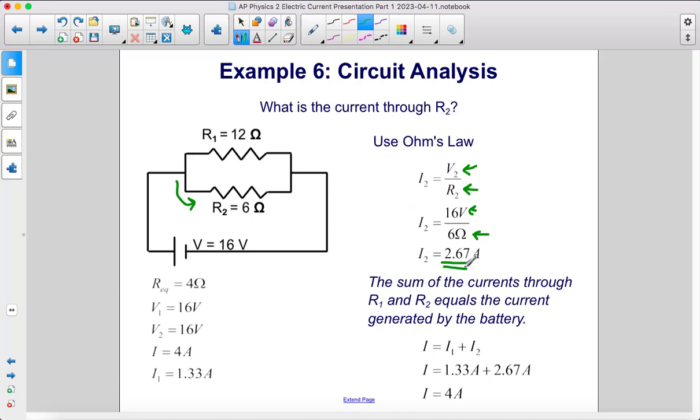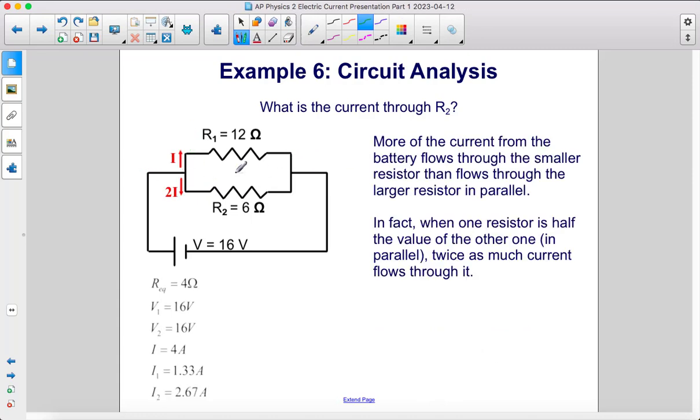However, the other way to do it is to recognize that 4 amps of current are coming through this way. We already found that 1.33 of those 4 amps are going up, which means the rest of the current is going down. So therefore, 4 minus 1.33 gives us 2.67 amps. Remember, all the current coming into this junction is going to be split up between the top and the bottom branch. So those have to add up to 4.